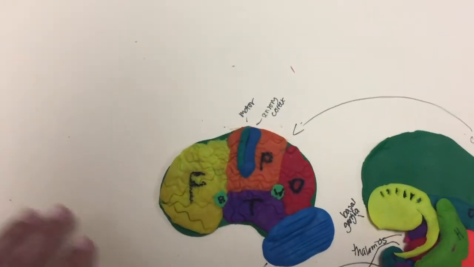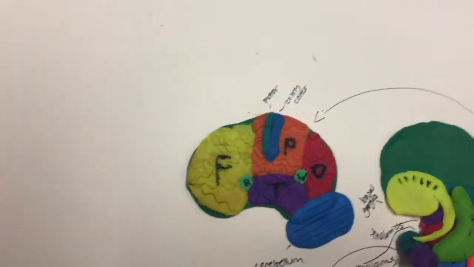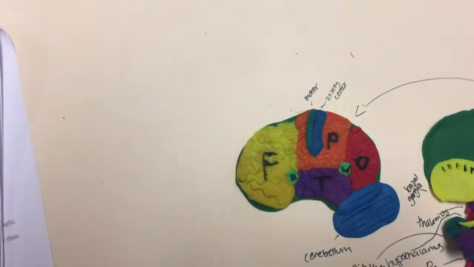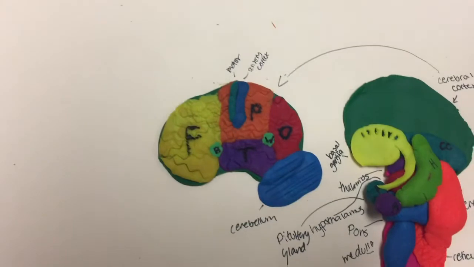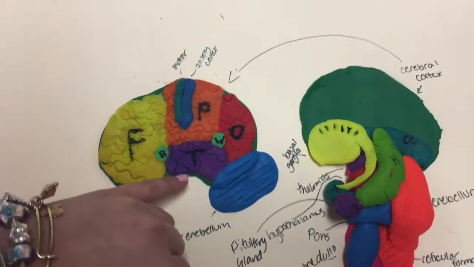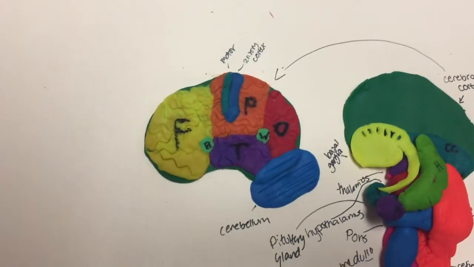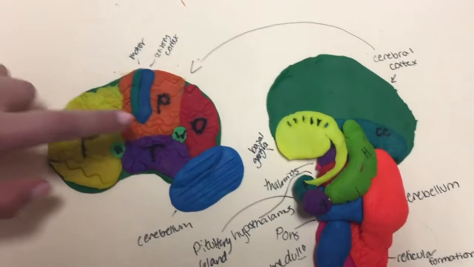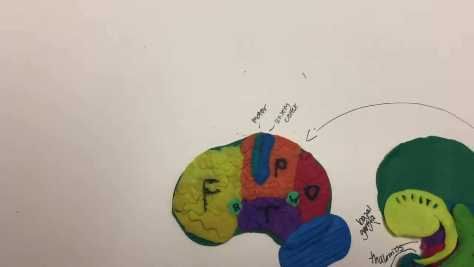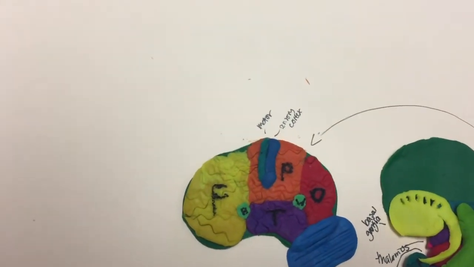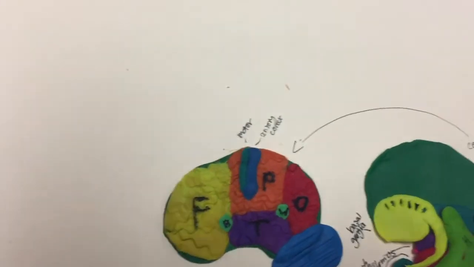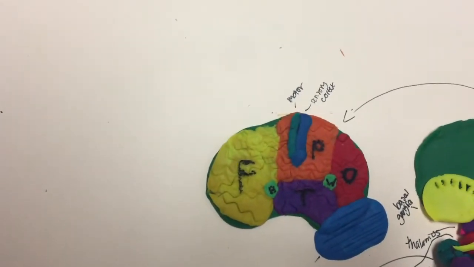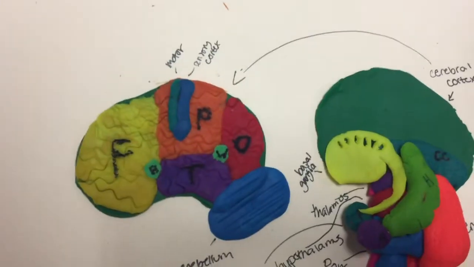So first we have the frontal lobe, and the frontal lobe is responsible for personality, intelligence, and has voluntary control of muscles. Then we have the temporal lobe, which is involved in hearing, language processing, and memory. Then there's the parietal lobe, and it processes sensory information, taste, temperature, and touch. Then there's the occipital lobe, which processes and responds to visual stimuli.